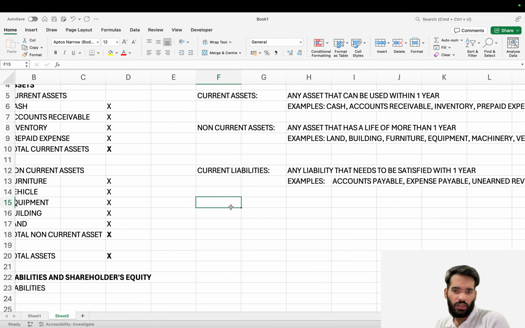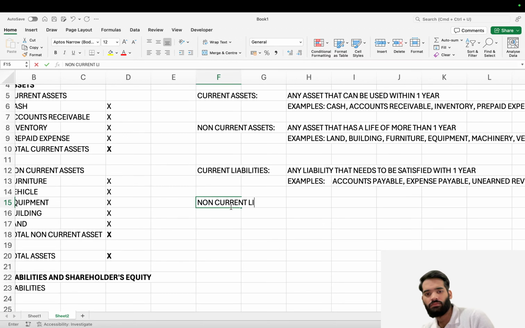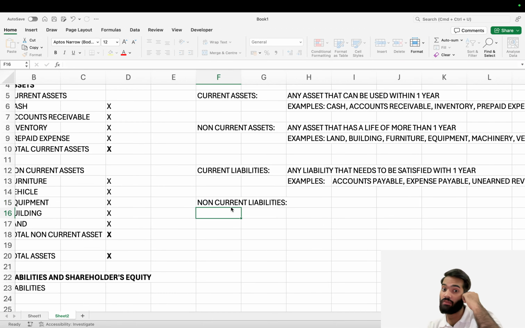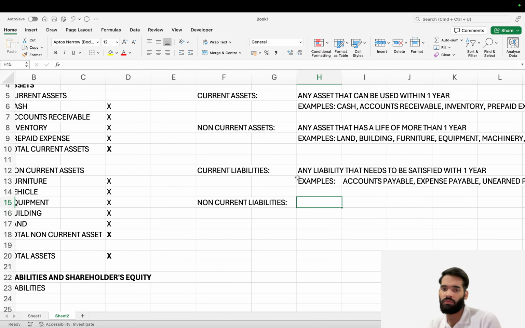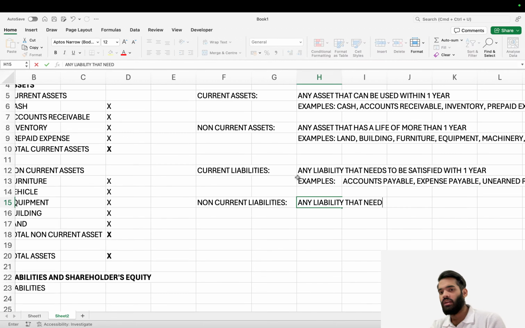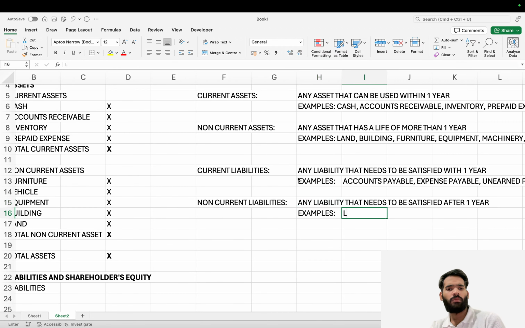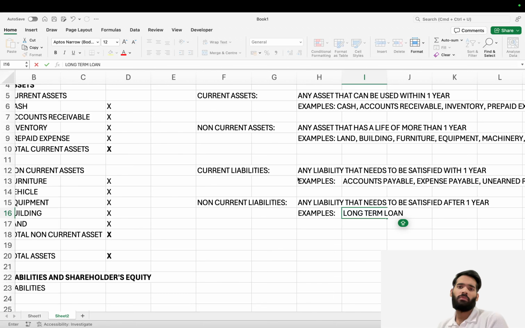Then we have the non-current liabilities. These are liabilities that need to be satisfied after 1 year. Means you can take more than 1 year to satisfy these. Now you might say, what is the example for that? For your level, you just need to know one example of that, which is long-term loan. So the loan you take from a bank, that's the only one you'll probably see in your studies.